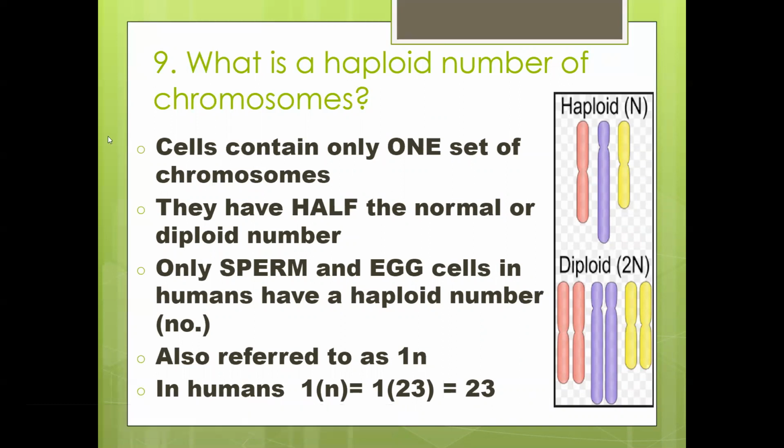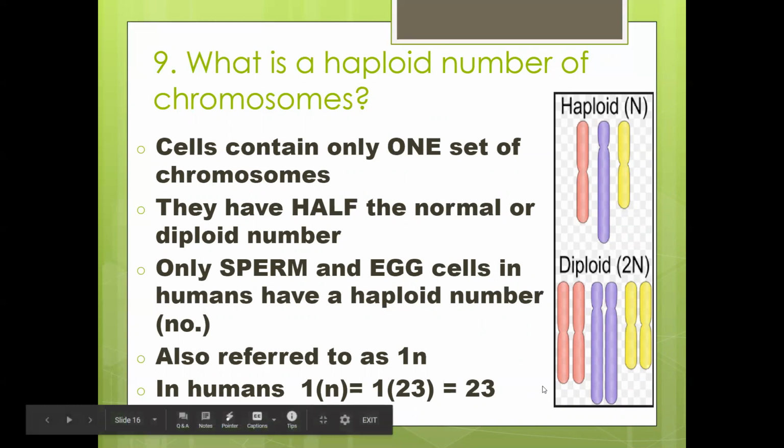Once again, what is a haploid number of chromosomes? Cells that contain one set of each chromosome. They have half the normal amount, or half of that diploid number. Sperm and egg cells are haploid in us, referred to as 1N.